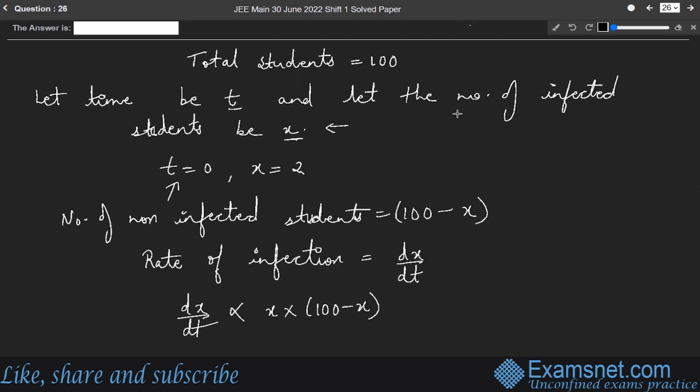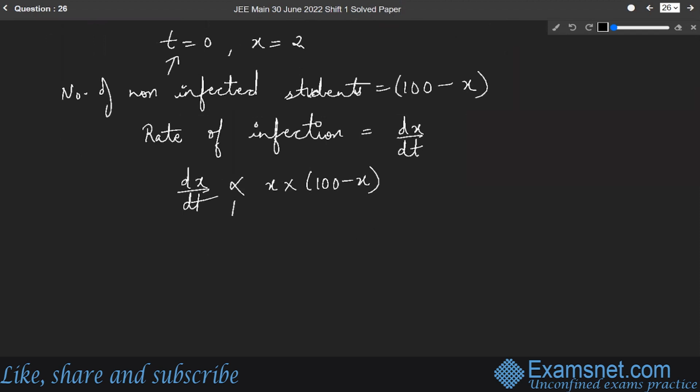So this is the condition that is formed on the basis of the given question. Now let us remove this proportionality sign. When we remove this sign, we get a constant, right? So let k be a constant. Then it is multiplied by x into 100 minus x.